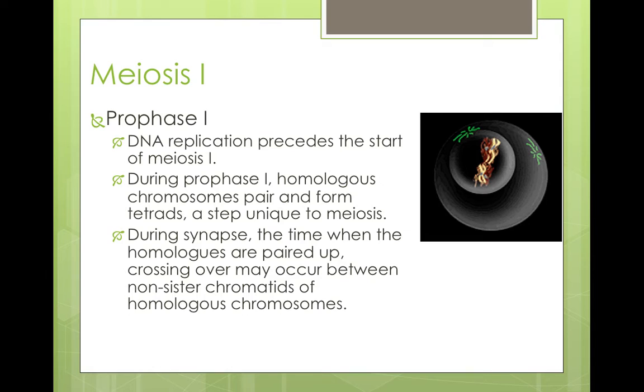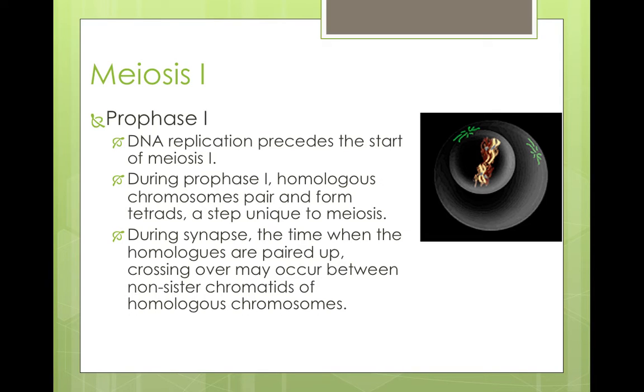In prophase 1, just like with mitosis, DNA replication occurs. This occurs during the S portion of interphase. During prophase 1, the homologous chromosomes pair and form a tetrad. This is different from what we saw in mitosis, so they're paired up with their opposite number. This step is unique to meiosis. They call this synapse, the time when they are paired up, and while they're doing this, crossing over can occur.